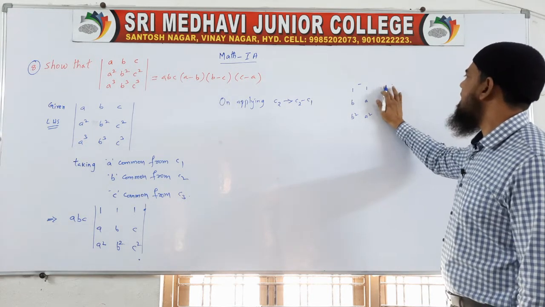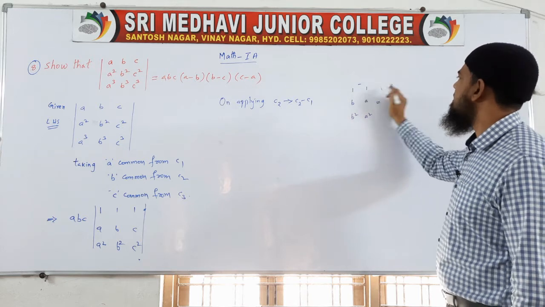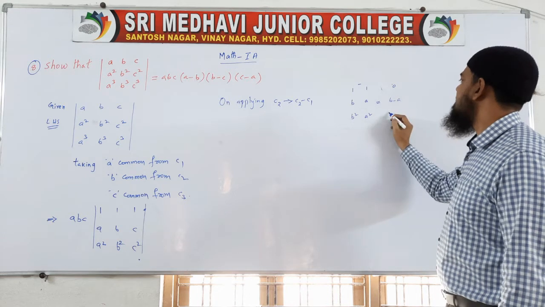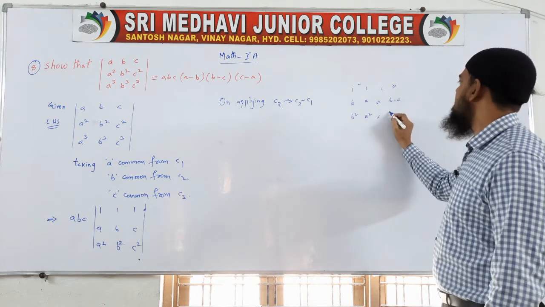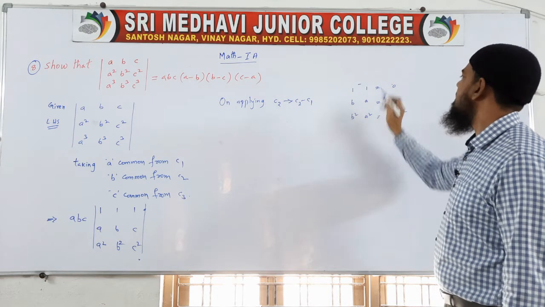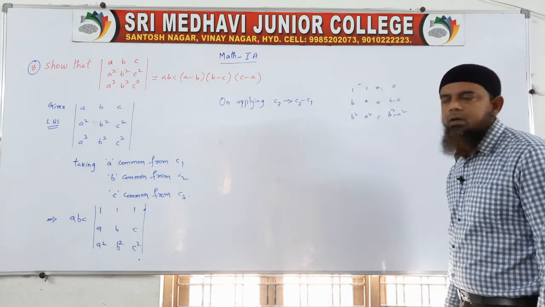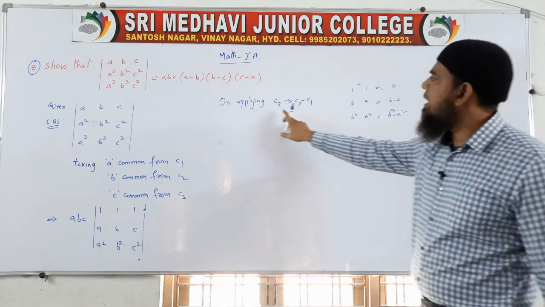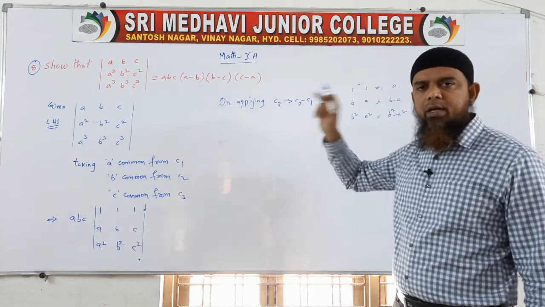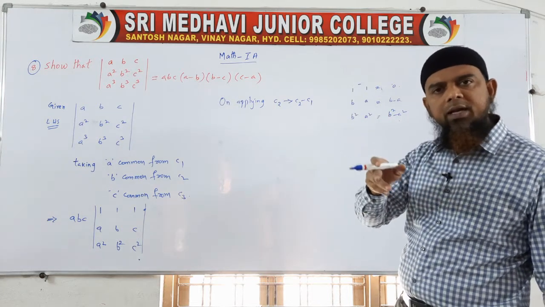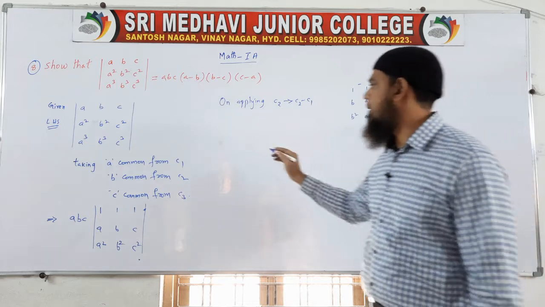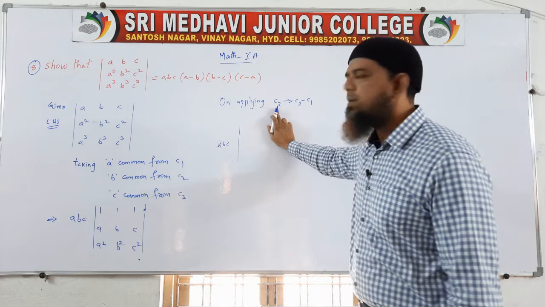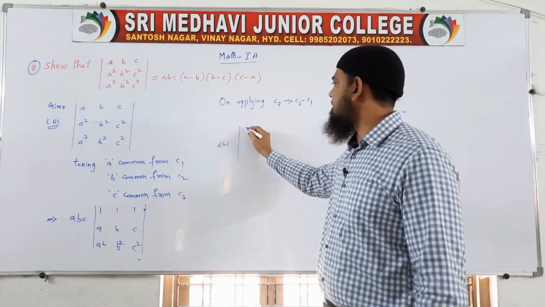So the resultant answer is 1 minus 1, 0, b minus a, and b square minus a square, in between that minus is there, no? So b square minus a square. This is the rough work. So these three, 0, b minus a, b square minus a square, where do I have to write? In place of C2. When you are doing column operations, write down the elements column wise, not row wise. Determinant a, b, c is there, a, b, c as it is. Which column is changed here? Only C2, which means C1 and C3 as they are.